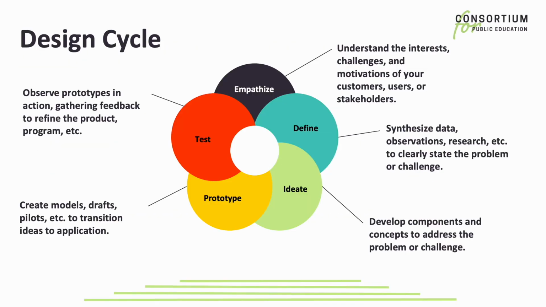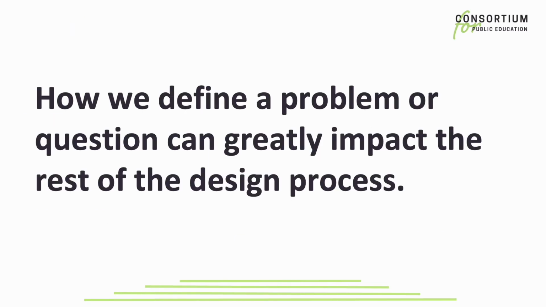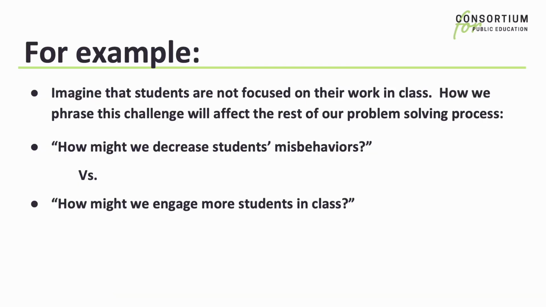In terms of the design cycle, abstraction laddering is part of the define or ideate phases, depending on how you choose to use it. How we define a problem or question can greatly impact the rest of the design process. For example, imagine that students are not focused on their work in class. How we phrase this challenge will affect the rest of our problem-solving process. For example, how might we decrease students' misbehaviors versus how might we engage more students in class? Here you can see how these two different questions could have a very different impact on the classroom.